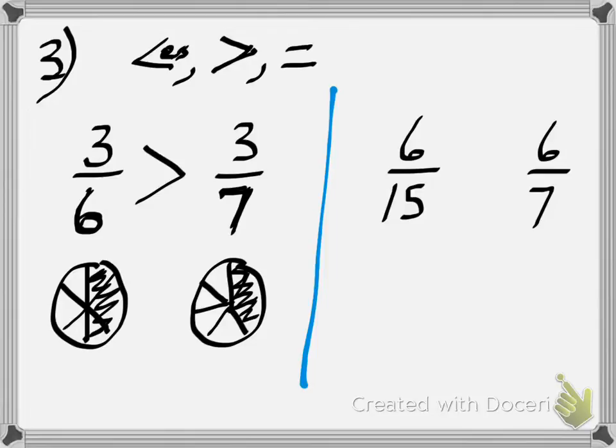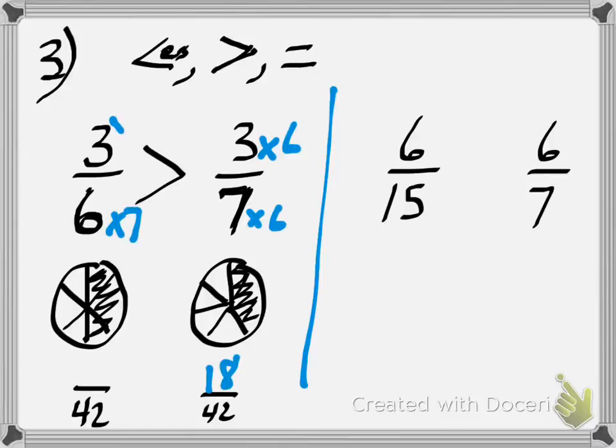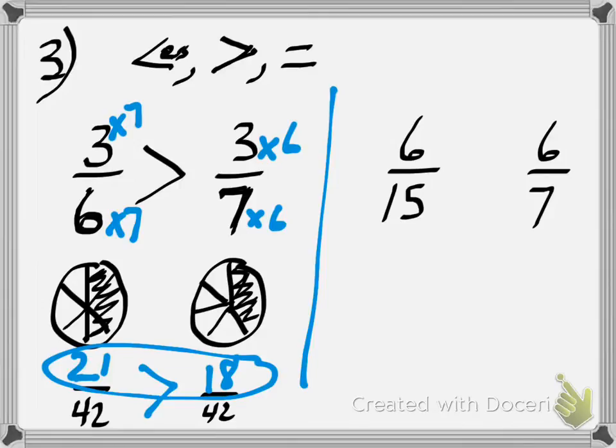Another thing we can do with this is get a common denominator, which would be 42. We can say 7 times 6, so 3 times 6. Whatever we do to one, we do to the other. And then 6 times 7 is 42, so then we would do 3 times 7 to get 21. And we can tell that 21 is greater than 18. Just look at the numerators.